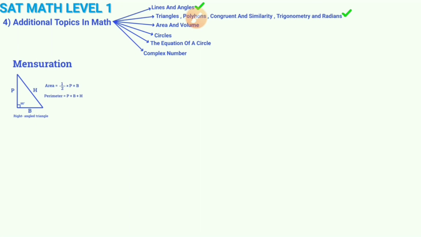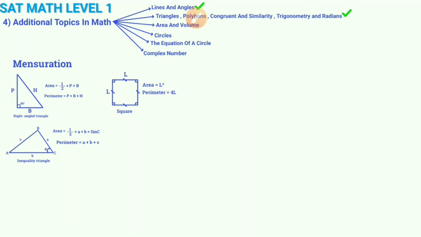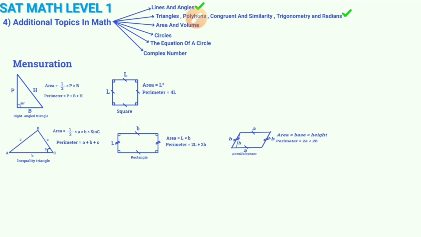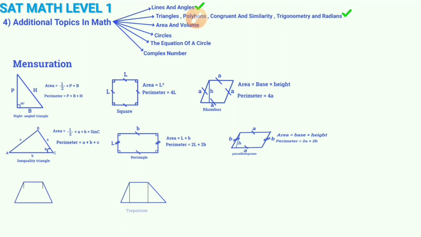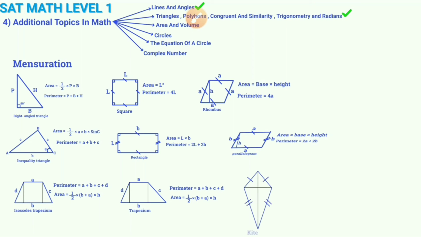Mensuration. Right angle triangle, this is the area, this is how you find the area, this is how you find the perimeter. Inequality triangle, this is how you find the area and the perimeter. Okay. The square, this is how you find the area then the perimeter. The rectangle, this is how you find the area and the perimeter. This is how you find the area, the perimeter.